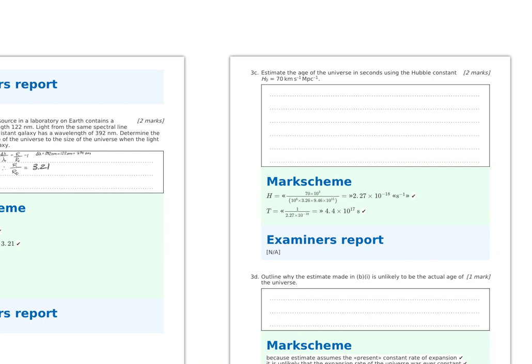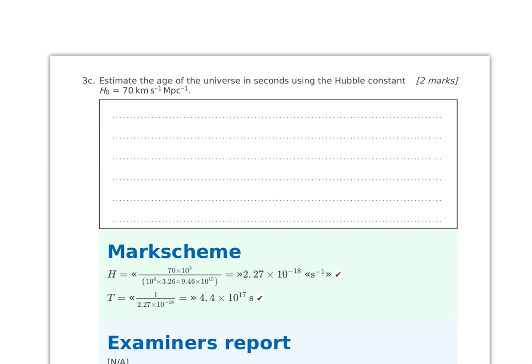All right, 3C, age of the universe in seconds using a Hubble constant of 70 kilometers per second per megaparsec. For number 3C, the equation relating the age of the universe to the Hubble constant is t is roughly 1 over the Hubble constant. If the time is going to be in seconds, then the Hubble constant needs to be in 1/seconds, not kilometers per second per megaparsec. So we got to convert it.